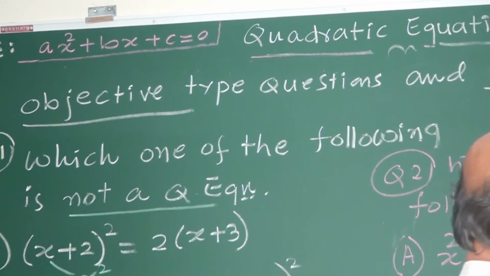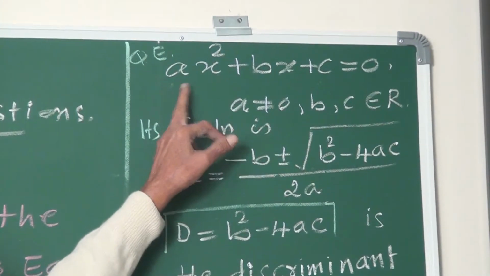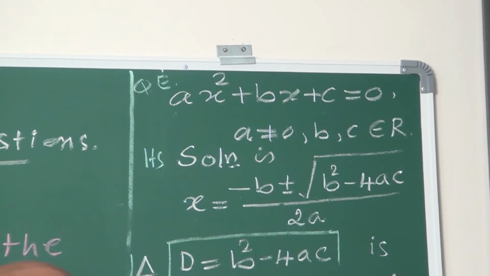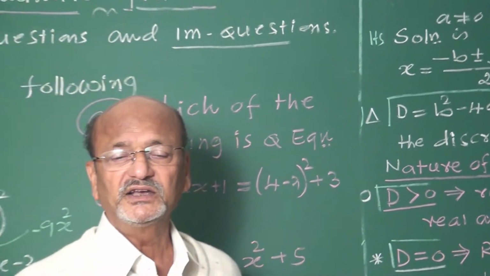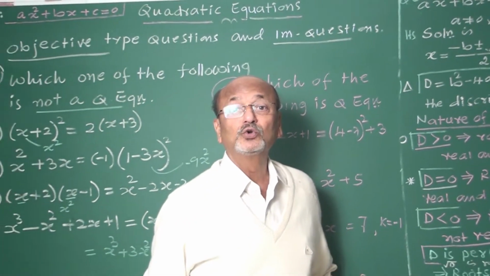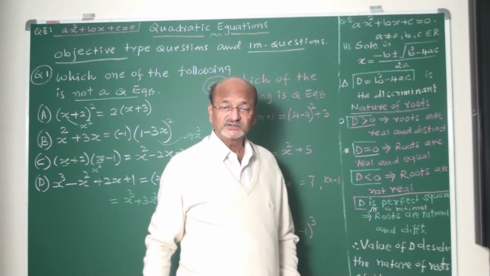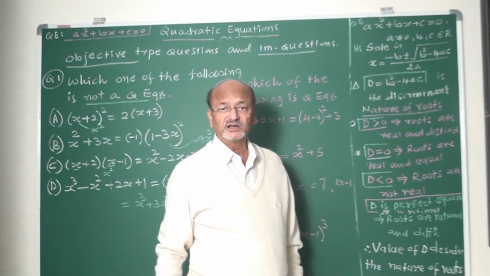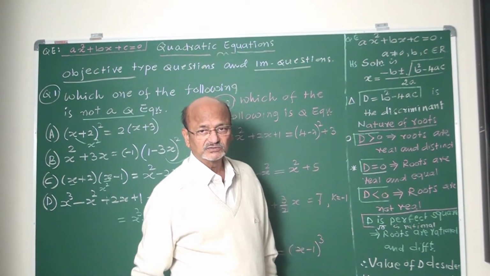Ax square plus bx plus c equal to 0, where a is not equal to 0, b, c are real numbers, my friends. It means the highest power of x, or the highest degree of x, must be 2. Not more than 2, not less than 2. Less than 2 is 1, it is a linear. More than 2, cubic, biquadratic, like that, my friends.